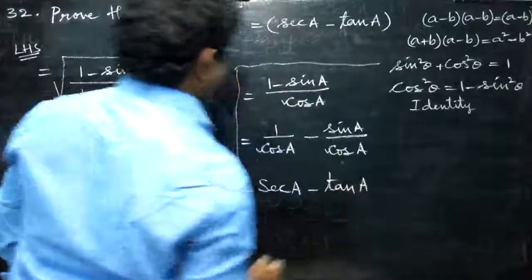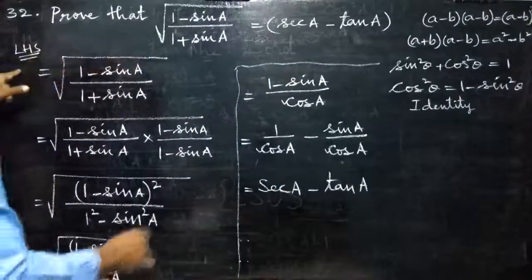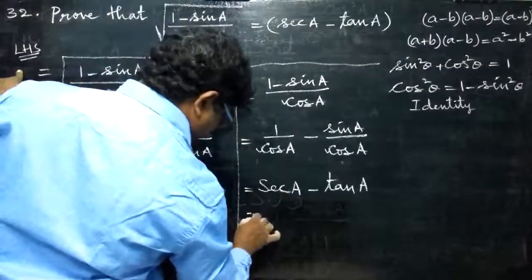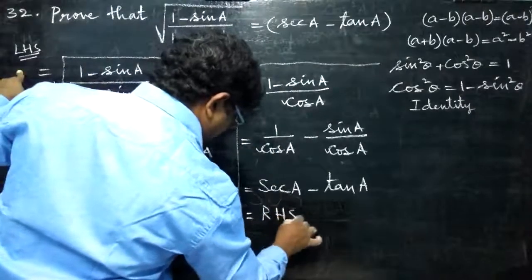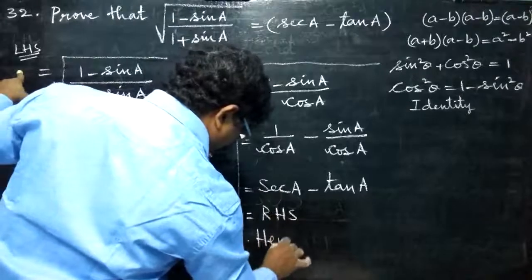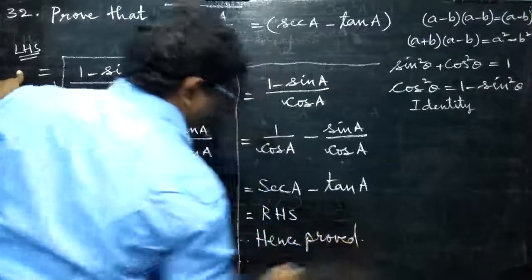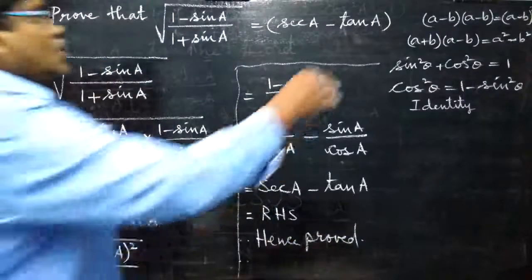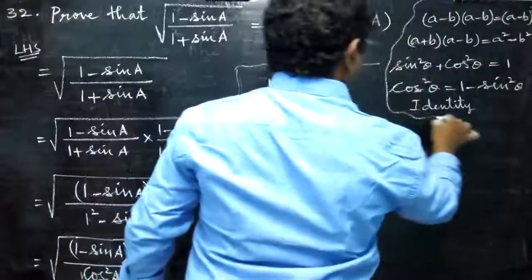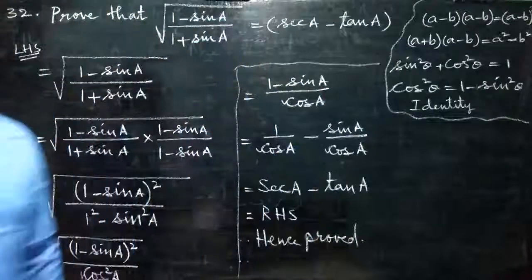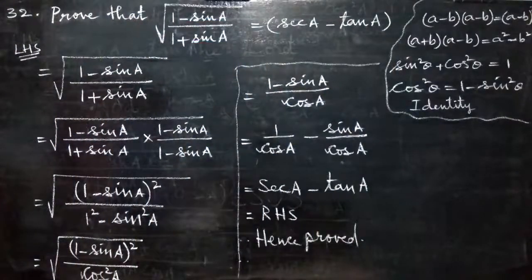Where did we start? Near LHS we started, and we came to RHS. LHS is equal to RHS, hence proved. This is the way of solving the problem. And whatever identities we have used, you have to mention compulsorily. Those we have used: algebraic formulas and again one identity. Write that word, hence proved.